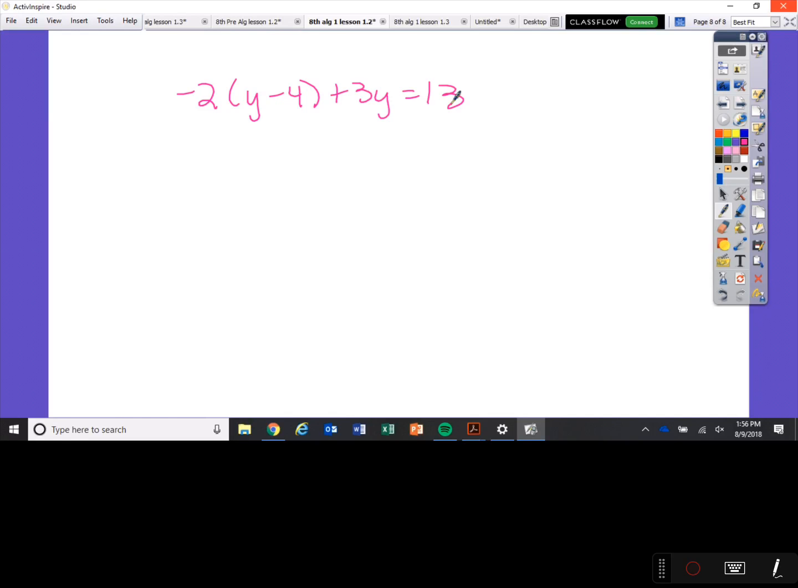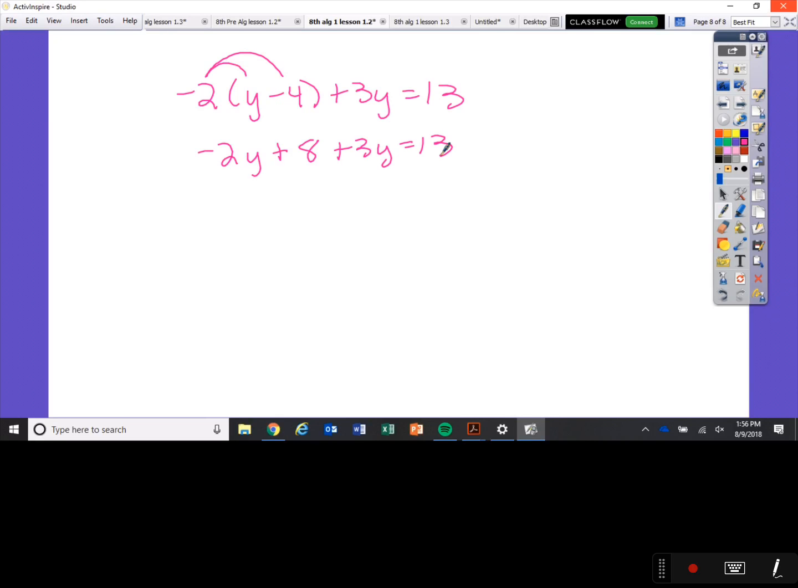Sounds good. Nice. So, we have to get rid of what first? The parentheses. Okay, so negative 2 times y is negative 2y. Negative 2 times negative 4 is positive 8. And then bring down everything else. That's what I just did. You're so proud of yourself right now. I am.